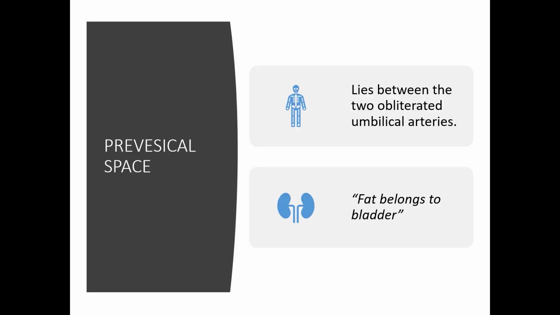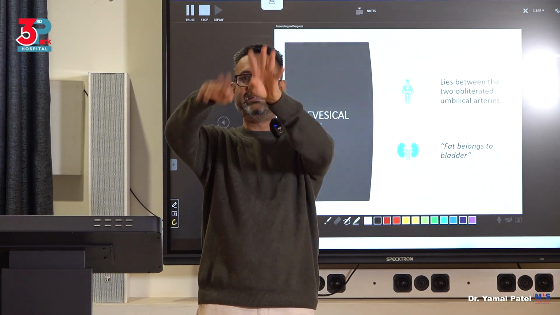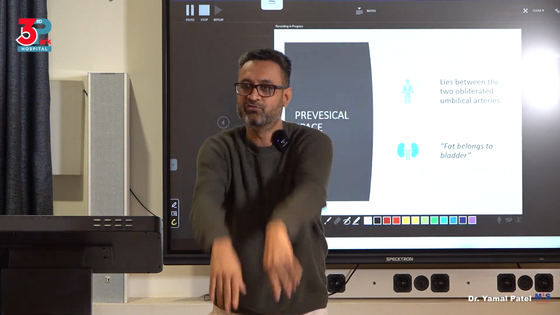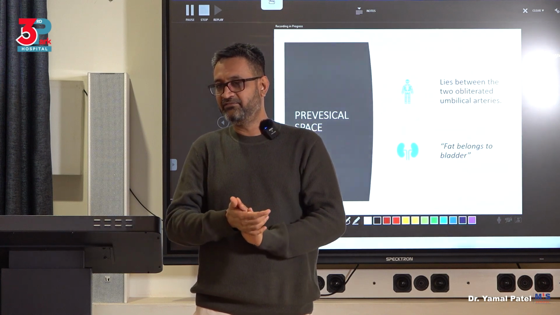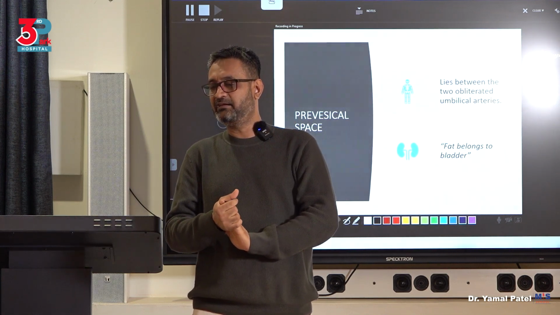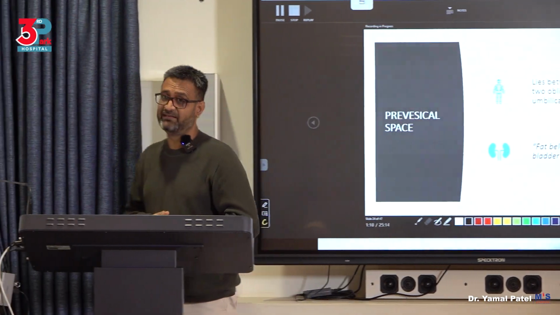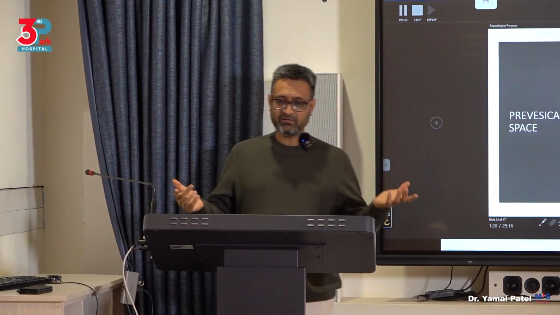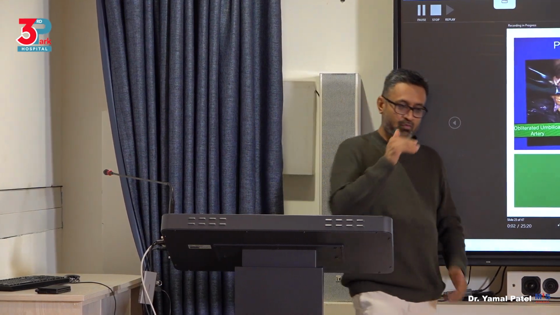Fat belongs to the bladder. Again, fat belongs to bladder. Fat belongs to rectum. Okay? So if you see fat there, push the fat down with the bladder and you will go to the bladder safely. You go into the fat, you're going to hit the vessels, you're going to hit the bladder wall, and you're going to start bleeding torrentially. Bladder is very vascular. Okay? So you don't want to do that as well.